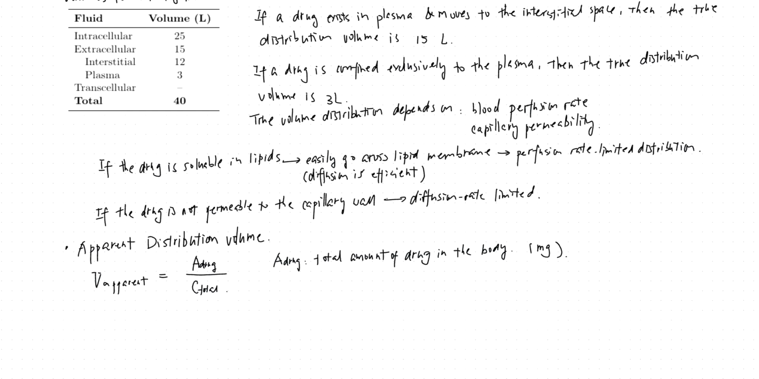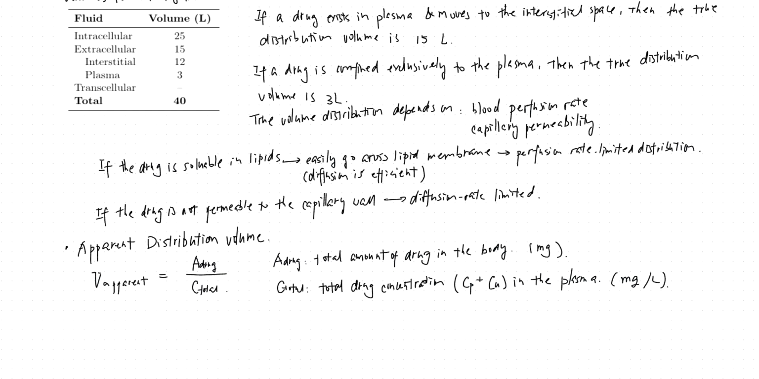And the C total, as we said before, is the total drug concentration, floating bound and unbound, in the plasma. So they're usually in milligrams per liter. Then this ratio gives you a volume in liters. And you can see that this is a volume that only depends on the drug concentration in the plasma.